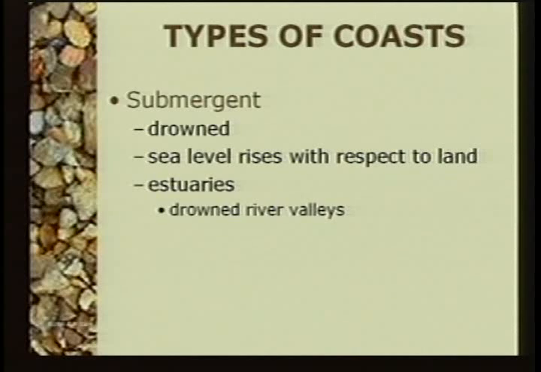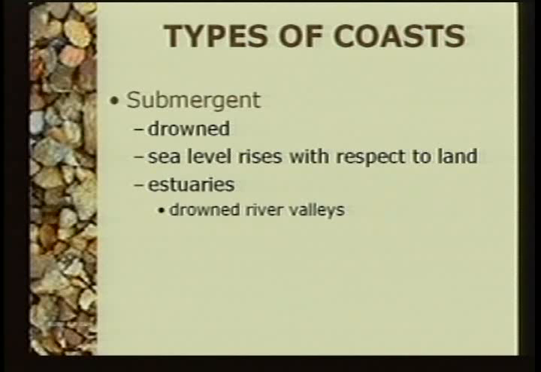Let's look at different types of coastlines. We have either a submergent coast or an emergent coast. In a submergent coast, the land level is moving down relative to the water, the sea. So we have an original land mass, and in a submergent coast, either the sea level is rising or the land level is actually subsiding. Either way, we're looking at a drowned coastline.